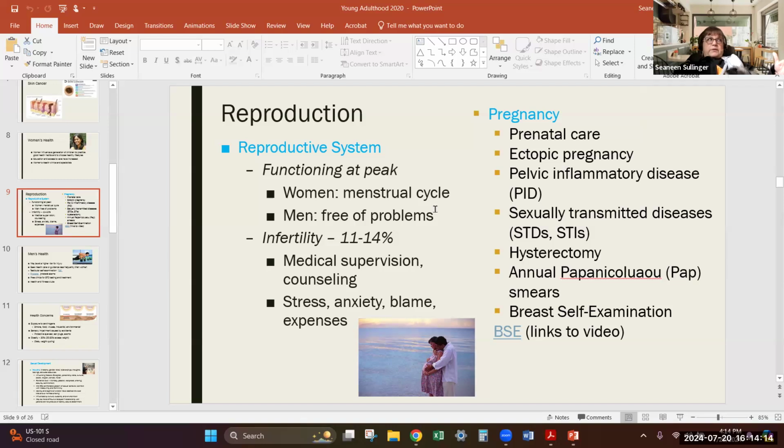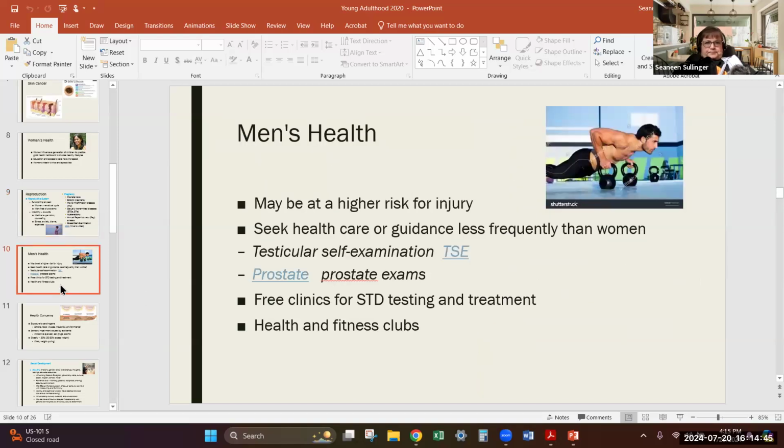There are cases where there is infertility. So there's counseling and specific physicians that deal with that. But I think now, especially stress, like expenses, things are so rough for young adults these days. And we talked about some of these in the pregnancy unit in week 5: sexually transmitted diseases, screenings, breast exams, doing self-breast exams are important monthly. Men's health, based on just their activities, may be higher risk for injury. Testicular self-exams, prostate exams are very important.